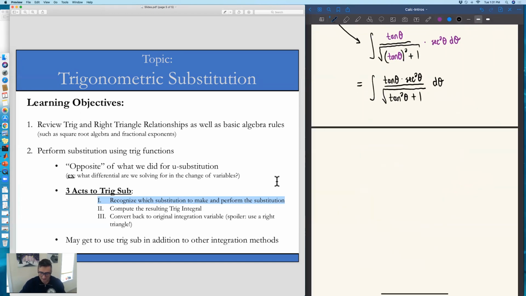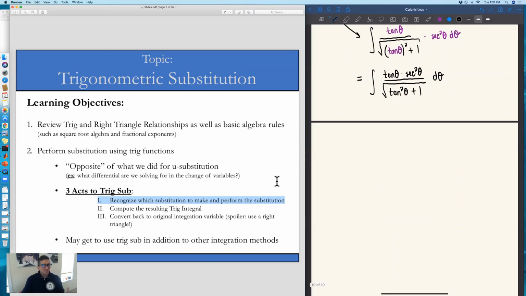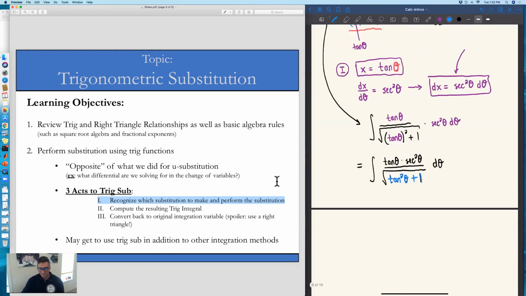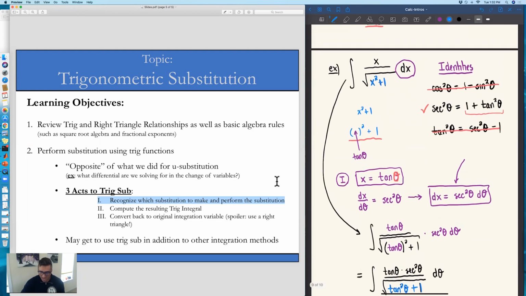And we're not done yet because this doesn't look like it's really helped us out at all. We still have that square root there. But what I want us to pick up on is, what do we actually know tangent squared plus 1 is? This is where the whole purpose of trig substitution comes into play. If we go back to our identities up above, we know that 1 plus tangent squared, or tangent squared plus 1, is equal to secant squared. So we can go ahead and substitute in that secant squared for what is inside that square root down below.